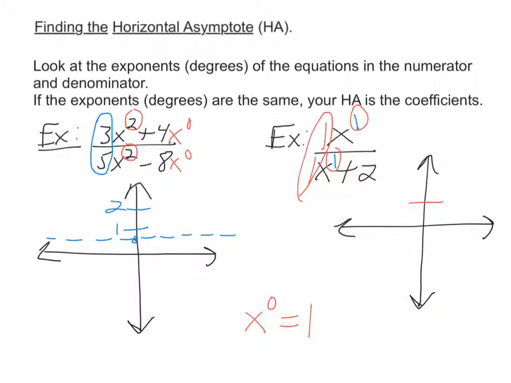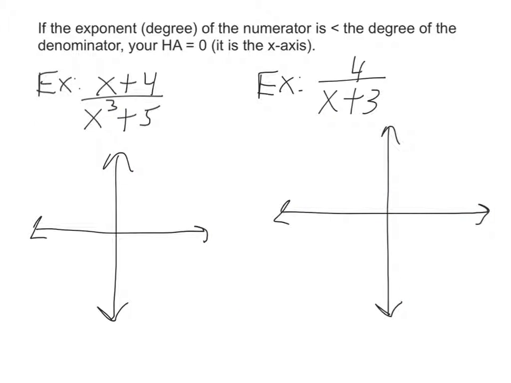So I go to 1, and I would then draw a dashed line through there. That is my horizontal asymptote. So what if the degree in the top, in the numerator, is less than? Well, if the degree of the numerator is less than the degree of the denominator, your horizontal asymptote is going to be 0, which means it's going to be right on the x-axis.